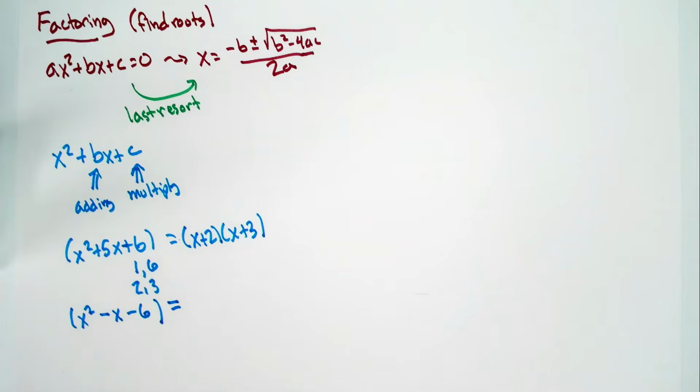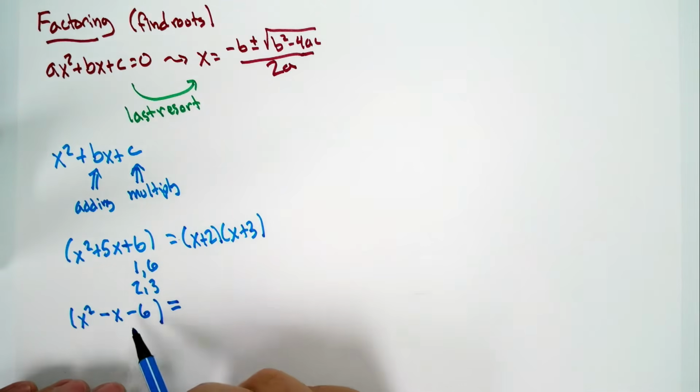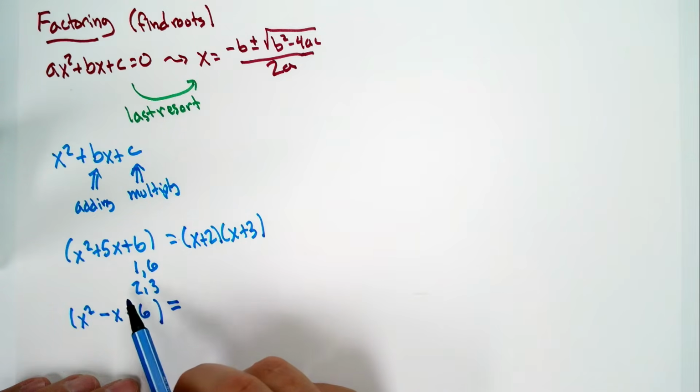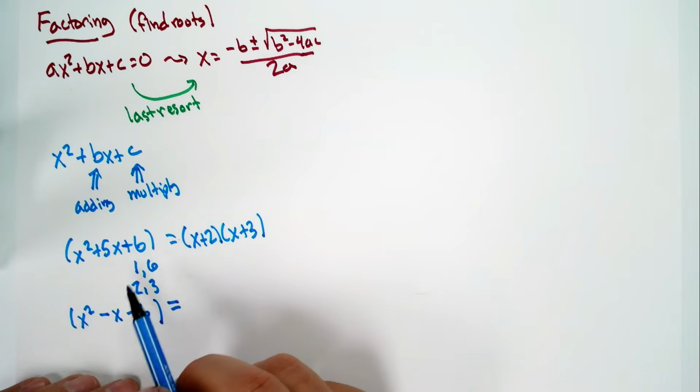We need to have two numbers. Now, notice the minus 6. So that says they can't have the same sign. They have to have opposite sign. So it's going to be 3 and 2, but one of them would be negative and one of them would be positive, or it's going to be 6 and 1, but one would be negative, one would be positive.